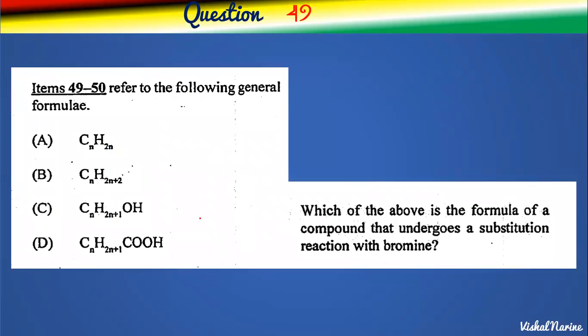Question 49. Which of the options here is the formula of a compound that undergoes a substitution reaction with bromine? So substitution reaction means that it is an alkane. All right, alkenes undergo addition reactions. So we look and see which one is the general form of an alkane. I have mentioned that in a previous slide. So the answer here is B. I'm seeing most persons saying it is B.